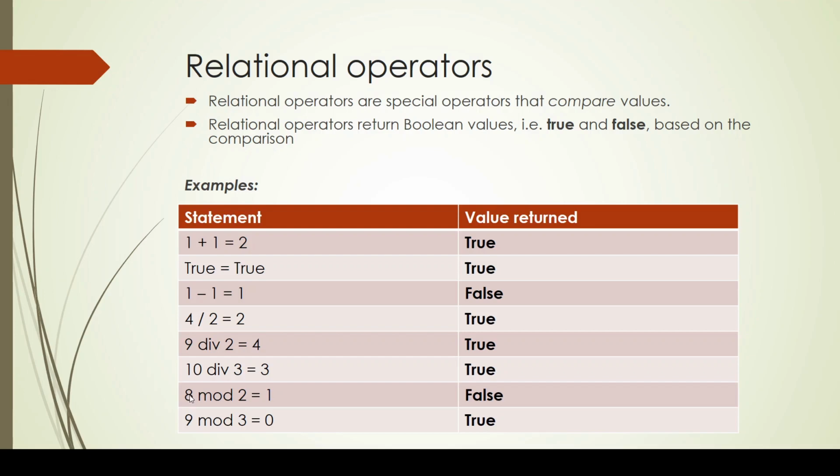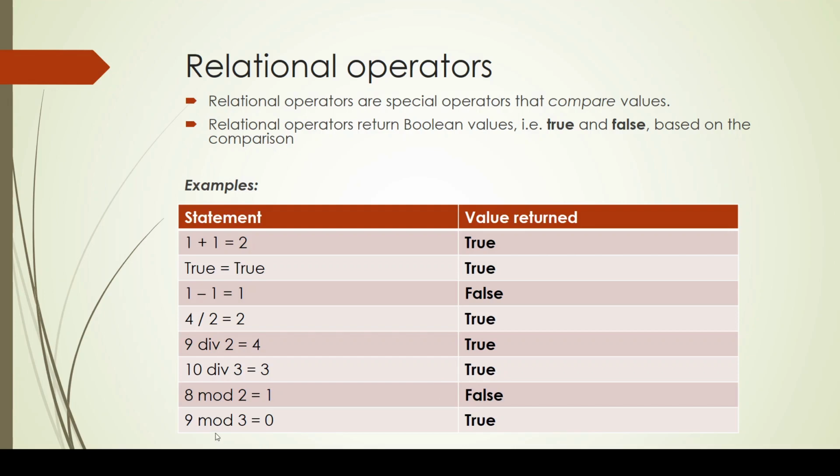My next example is using mod. 8 mod 2. So I am asking myself the question, how many times can 2 go into 8? And 2 can go into 8 4 times. My remainder is 0 and not 1. So in this example, we're saying is 8 mod 2 equal to 1? No. My answer is equal to 0. So in this example, it's going to return false.